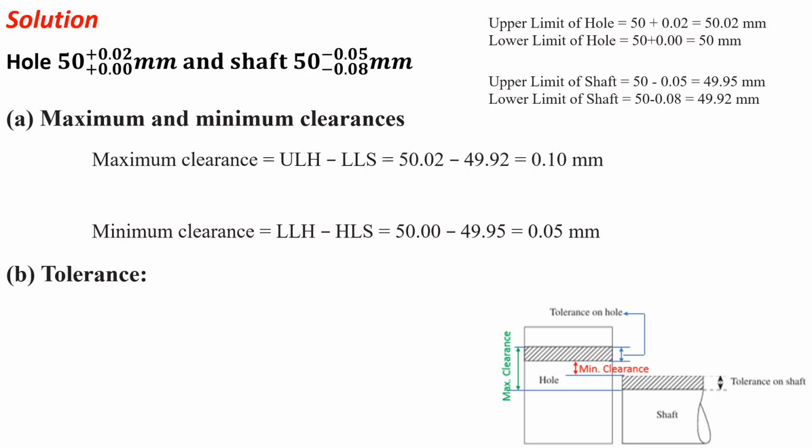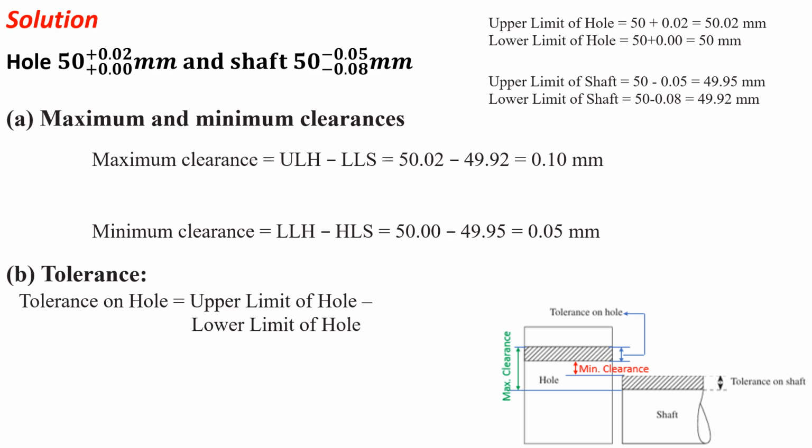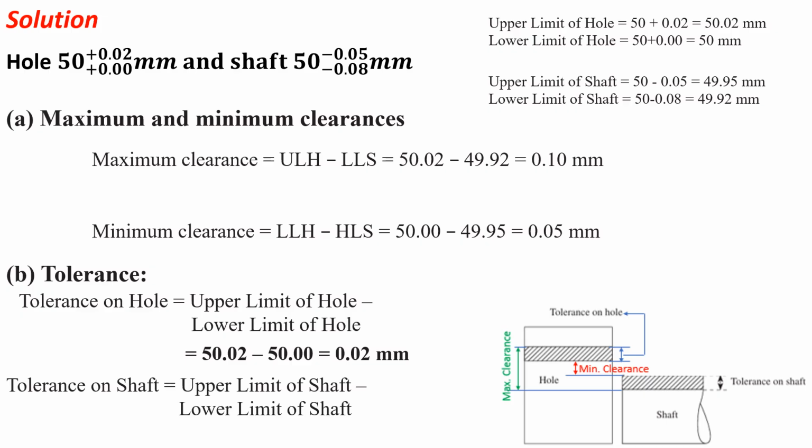So next we calculate the tolerance. So first I have to look for the tolerance on the hole, which is equal to upper limit of hole minus lower limit of the hole, which is equal to 50.02 minus 50 mm, which is equal to 0.02 mm. So tolerance on hole equal to 0.02 mm. Similarly tolerance on the shaft is equal to upper limit of the shaft minus lower limit of the shaft. Then tolerance on the shaft equal to 49.95 minus 49.92, which is equal to 0.03 mm.